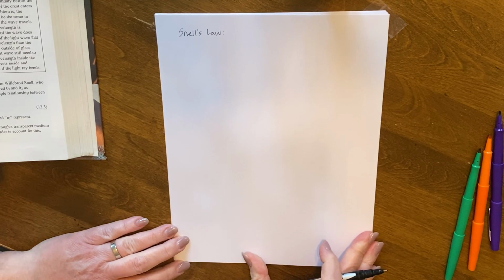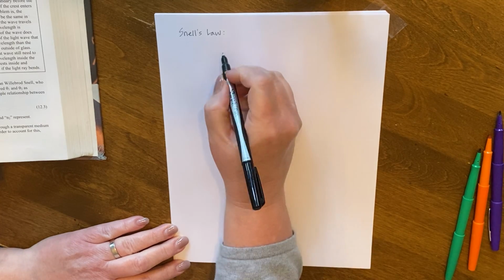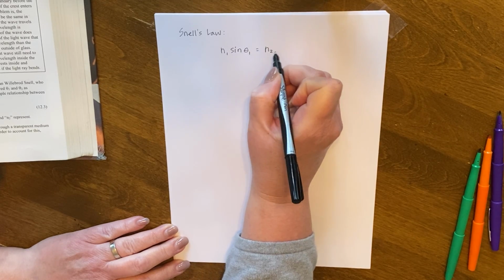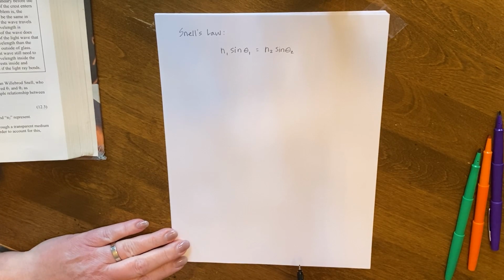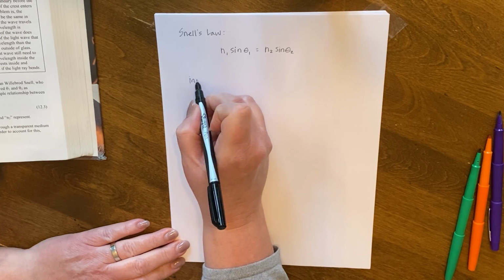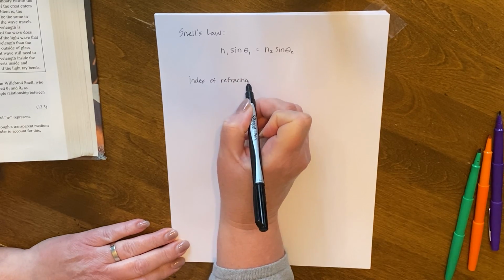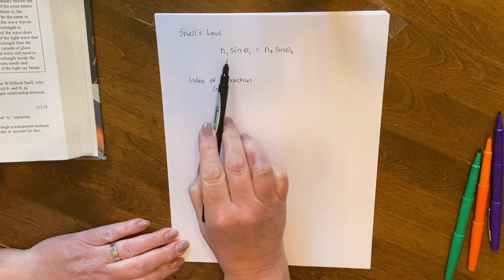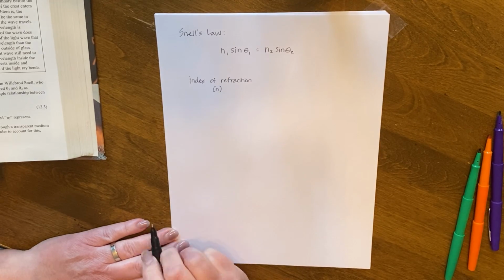Okay, Snell's law was named after Willebrord Snell, and he discovered this in 1620, but what he figured out was this mathematical equation, n1 sine theta 1 equals n2 sine theta 2. Okay, now what does all this mean? Okay, n1 and n2 are both indexes of refraction. Okay, and we abbreviate that with an n. So n1 represents an index of refraction, n2 represents a different index of refraction.